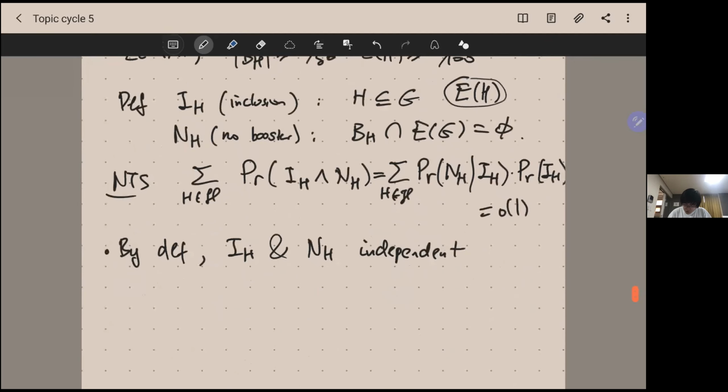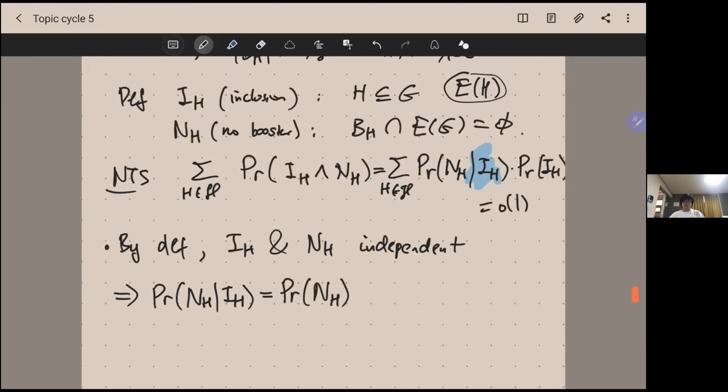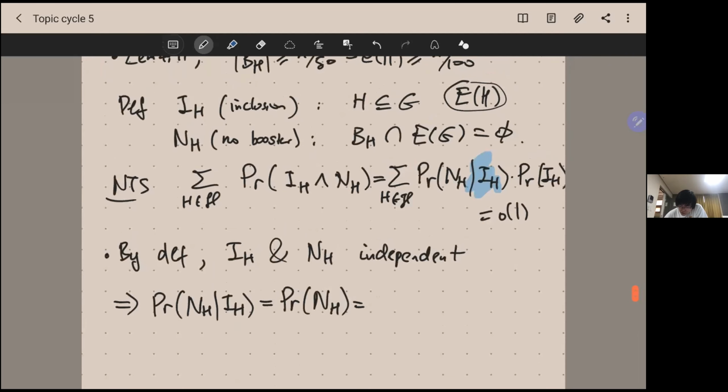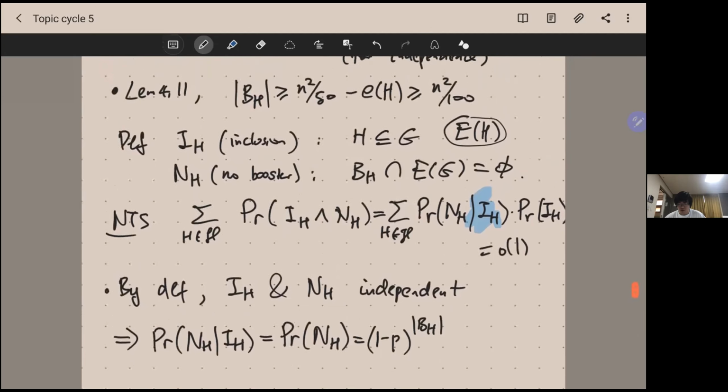So this means we just need to prove we can get rid of this conditioning part, right? This implies that for the conditional probability, we can get rid of the conditional part and just have the no booster events. But what is a no booster event? That means none of the probability inclusions happens for every edge, for every booster. None of them is included in G(n,p).